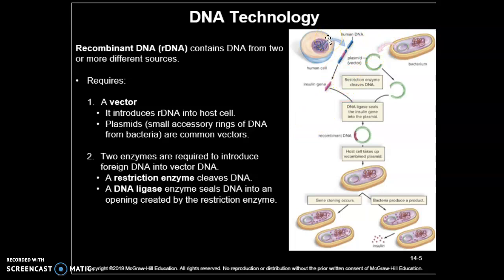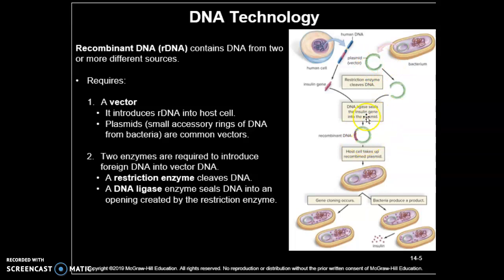For example, right here what we're looking at, this is a human cell, so this is a eukaryote, and we're able to take a piece of a eukaryotic genome, in this case the insulin gene, and we're able to put it into this circular plasmid from the prokaryote bacterium. And we can put the insulin gene into the vector, the plasmid of a bacteria, to make something called recombinant DNA.